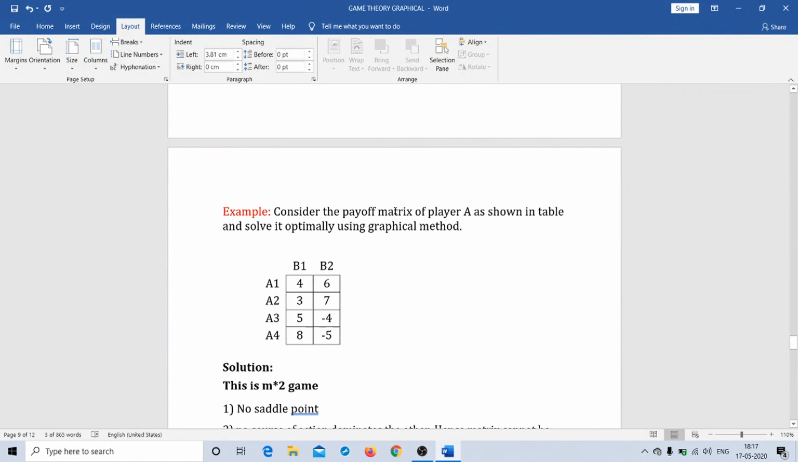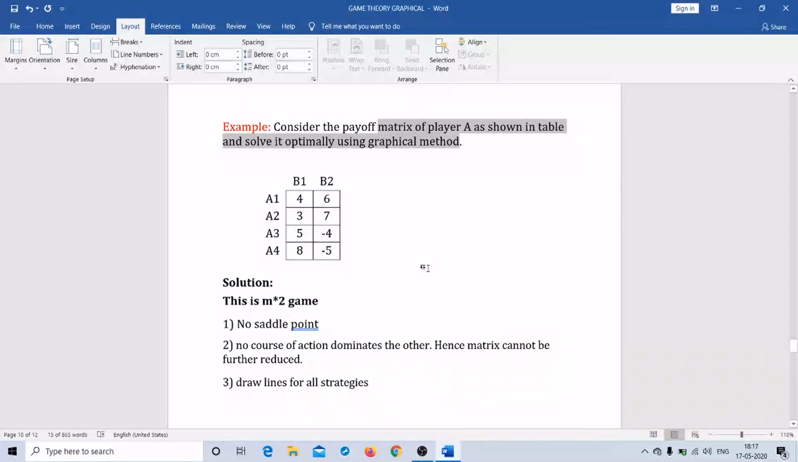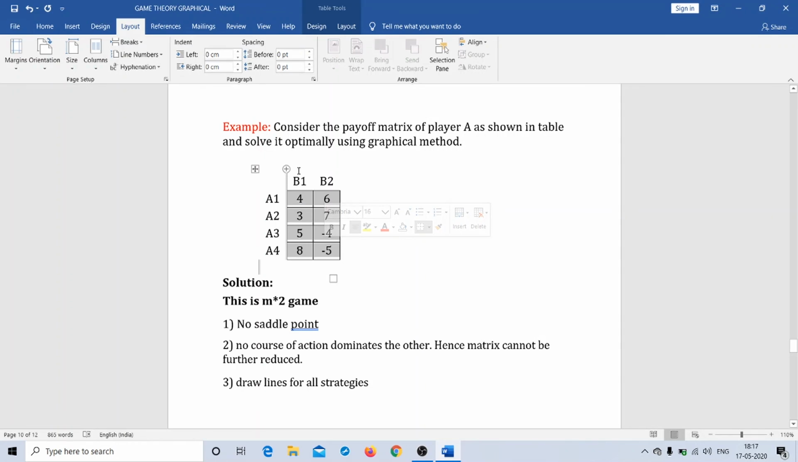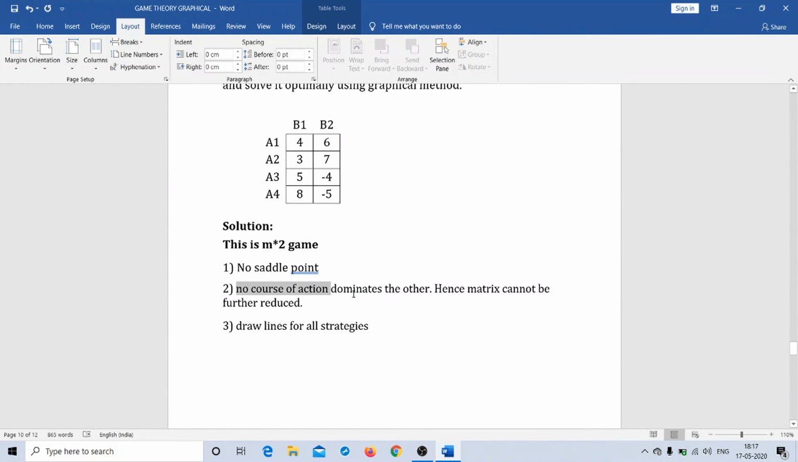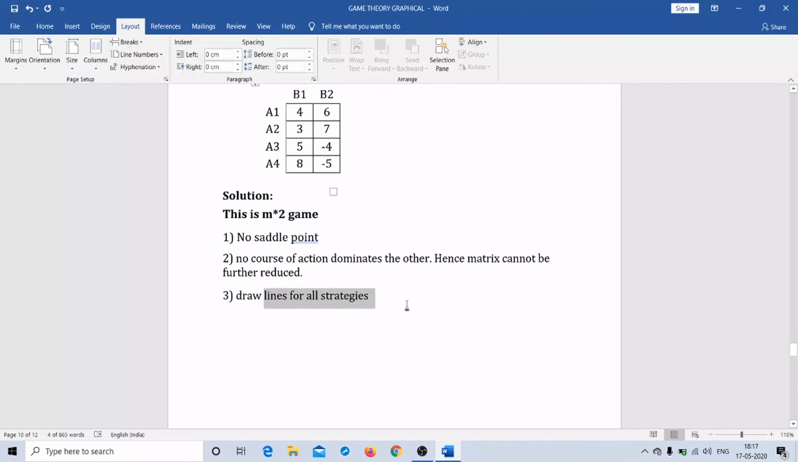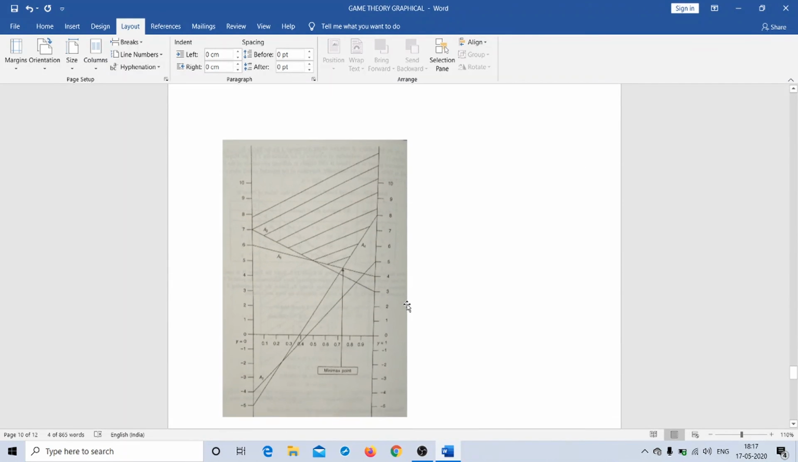So consider the payoff matrix. This is what it is. I have 4 strategies for player A, 2 strategies for player B, no saddle point, and no course of action dominates. So I'm not going to implement the principle of dominance. I'm going to draw lines for all the strategies. So my graph looks like this.